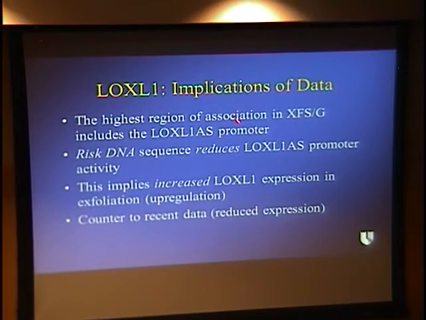So the highest region of association includes the LOXL1 antisense promoter. We just said that the risk DNA sequence reduces or essentially shuts down that promoter activity, so reduces the antisense. So it actually implies that you shut down the braking system for the LOXL1 gene. It actually suggests that you have too much LOXL1 around when you have exfoliation, which is somewhat counter to some of that recent data that we were looking at.